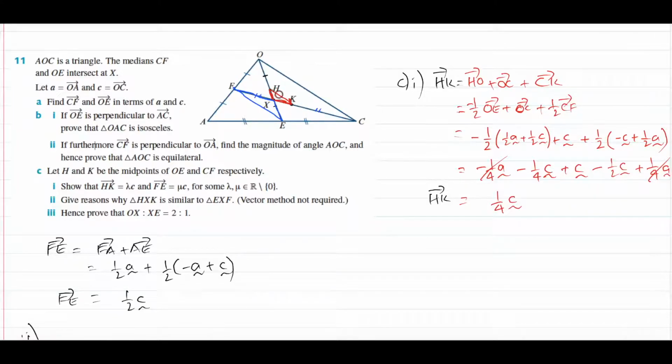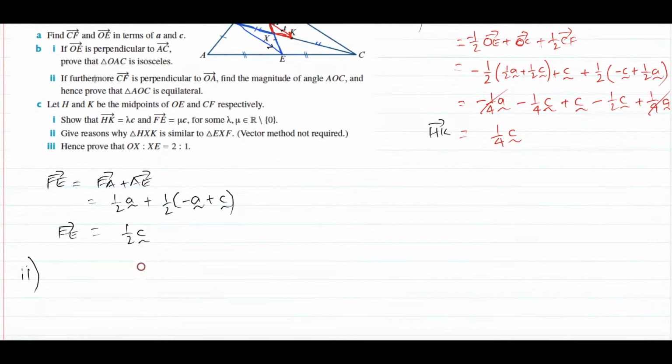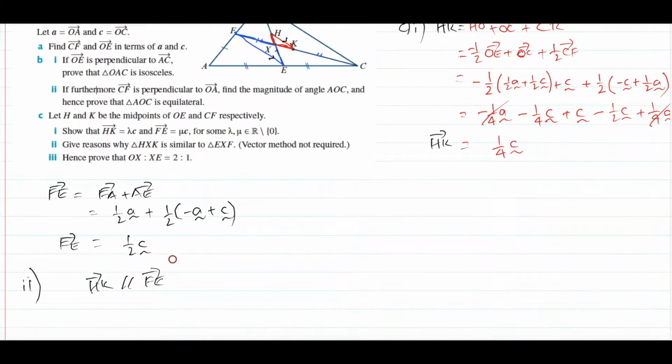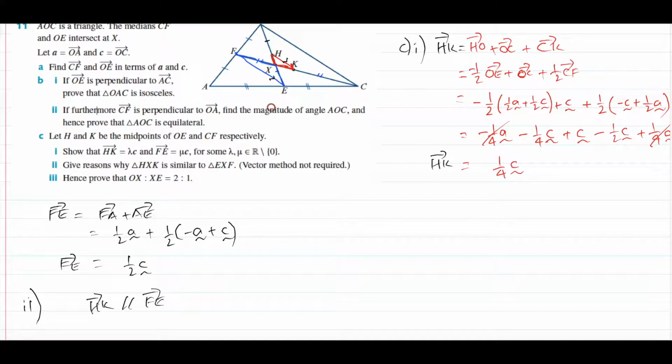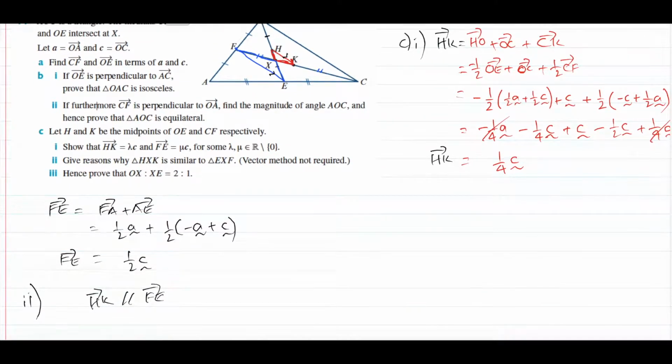We know that HK is 1 on 4 C, and FE, right here, so this vector FE, is half C. They are parallel to one another. So HK is parallel to FE because if you multiply FE by a half or if you multiply HK by 2, you get the other. So that means they are parallel. They are scalar multiples of one another. Okay, so we know these two are parallel. We're going to use that to help with our geometry. Okay, right.